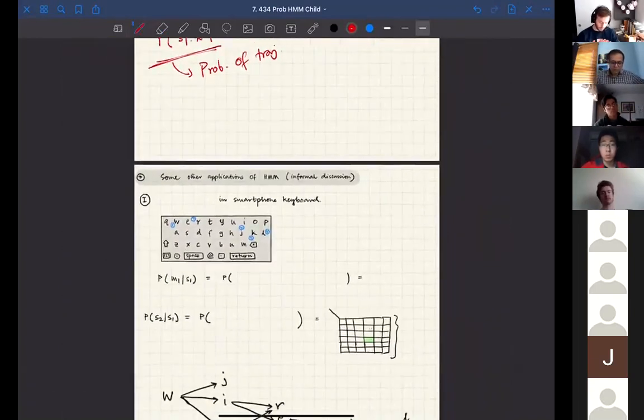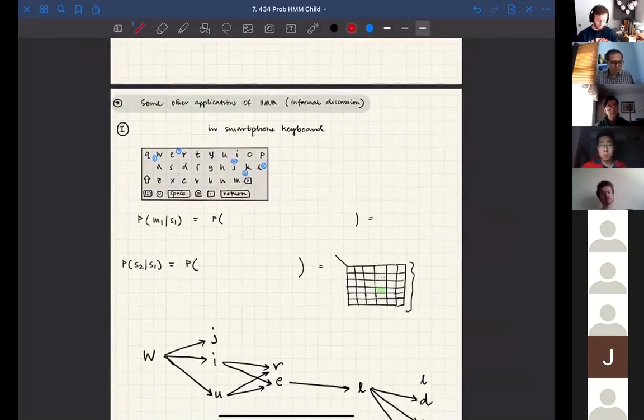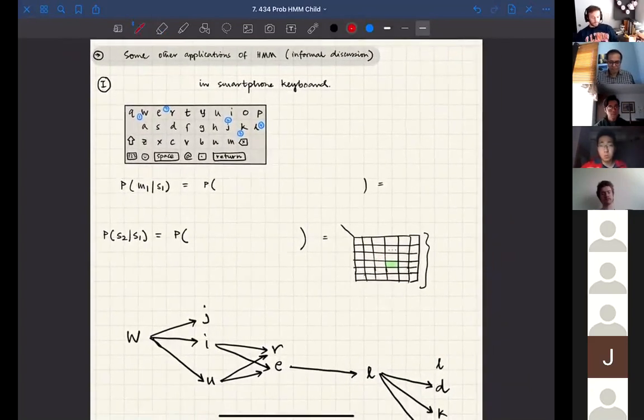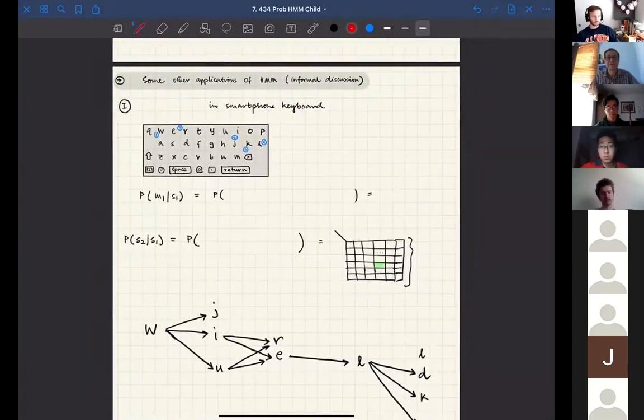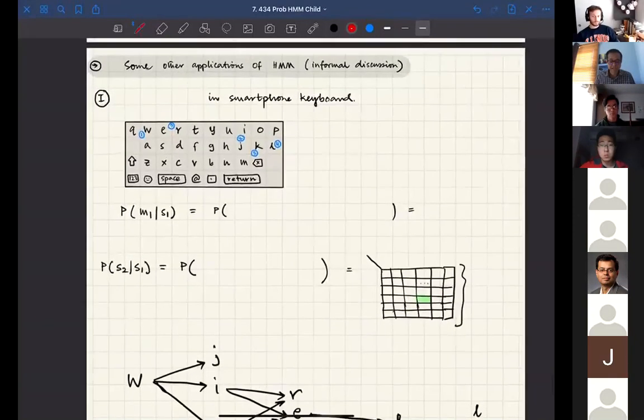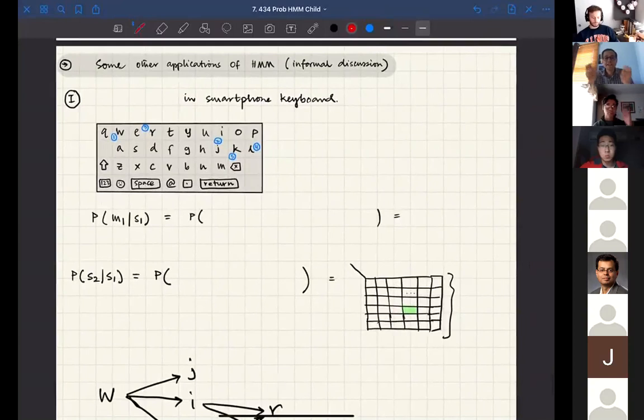Okay, so let me just quickly finish by doing one more thing. Yeah, I know it's late, but I think this would be interesting. Sorry, guys. I think this would be interesting and it would finish HMMs. Or maybe we can do this next time. I think it's already 11:37.